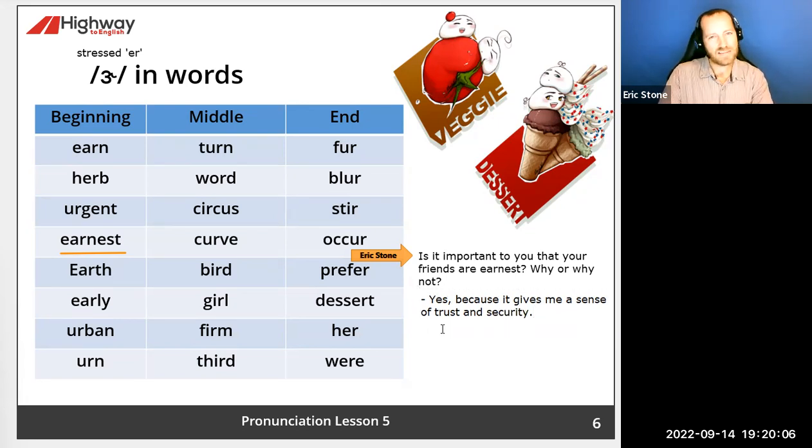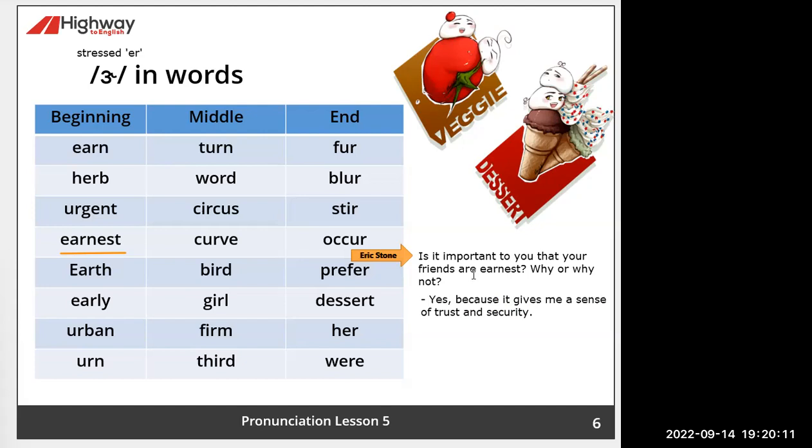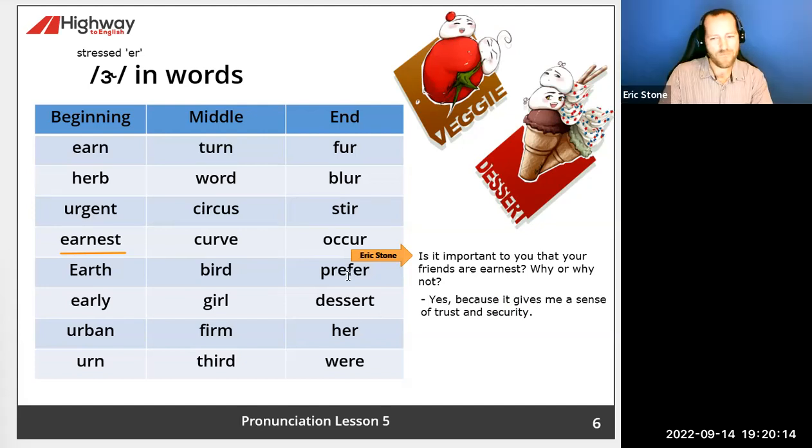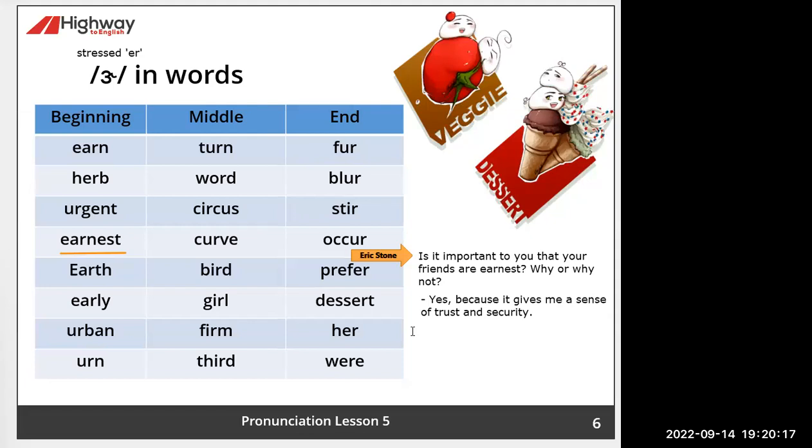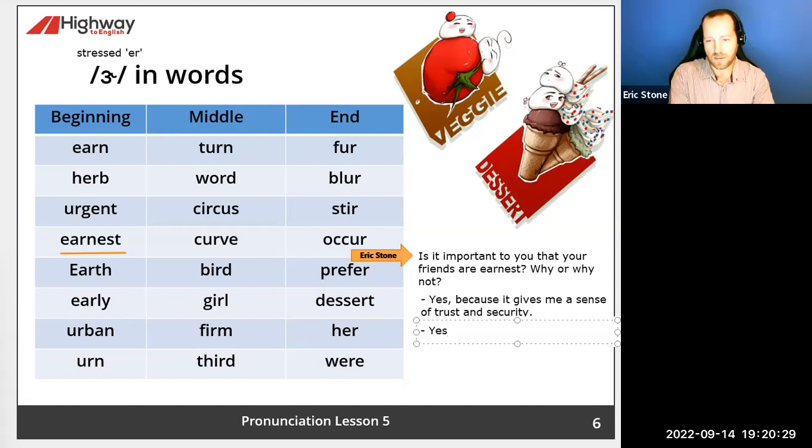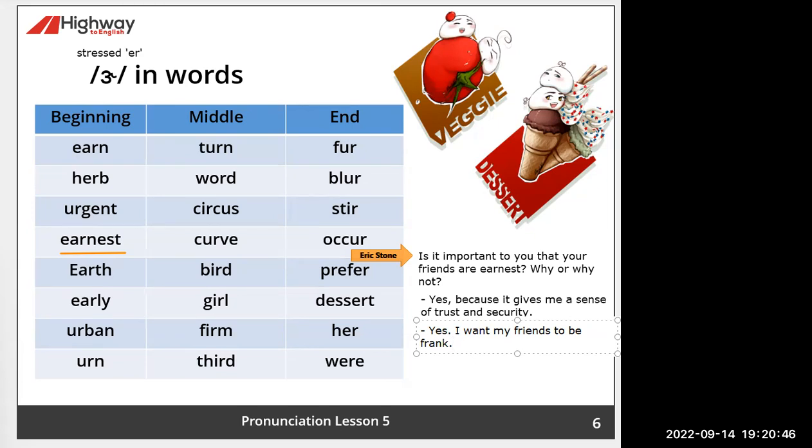What about you, Zohor? Is it important to you that your friends are earnest? Yes, sir. Why is that? Because it's telling me the truth, how true I am in some situation. He will tell me his opinion frankly. Frank. So I want my friends to be frank, like to tell you the truth. Okay, all right, fair enough.